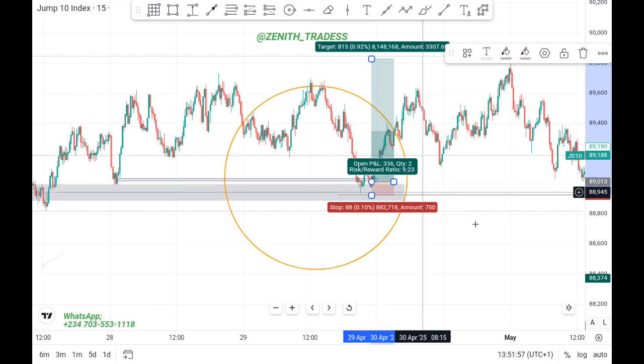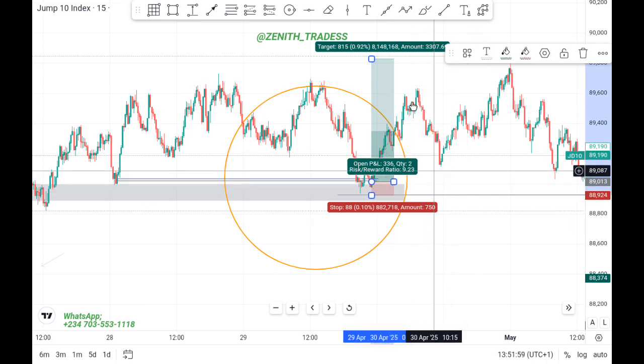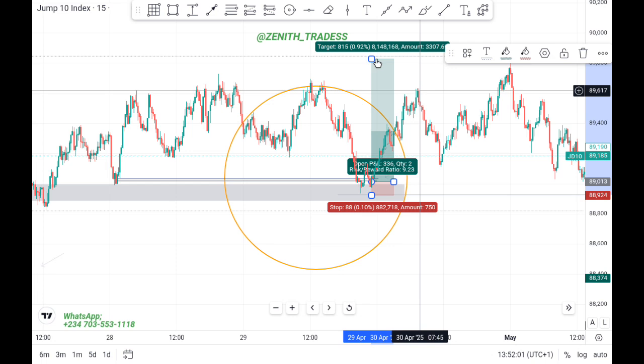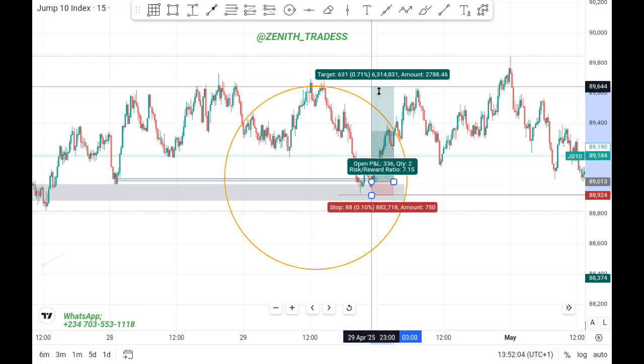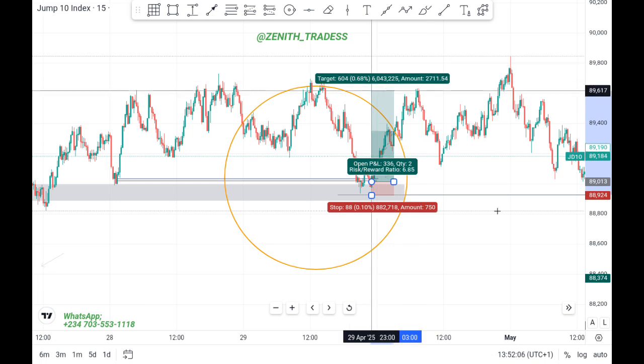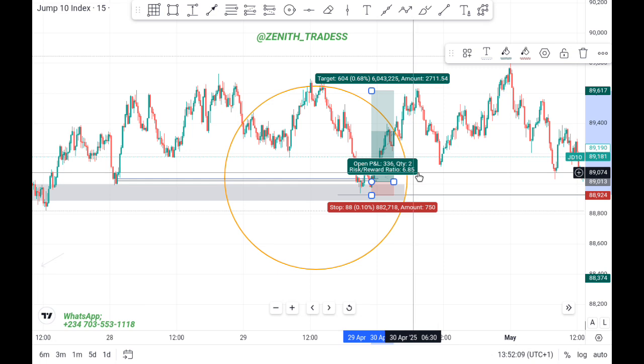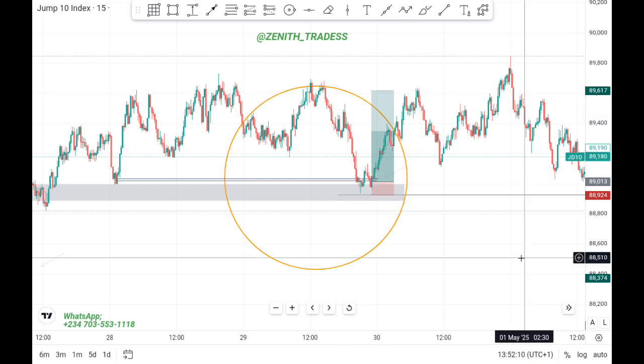That is almost 1:5. Okay, some people may run out of the trade here. Okay, let's just bring it down. That's almost 1:6.99. That's 1:7. Almost 1:7. There's 6.85 there. That's 1:7.